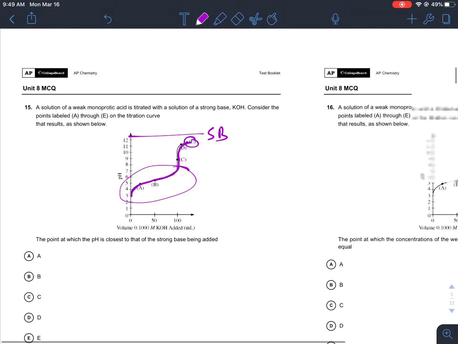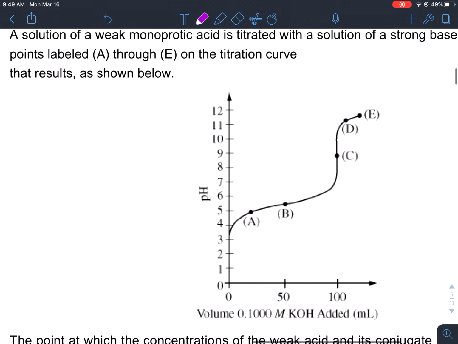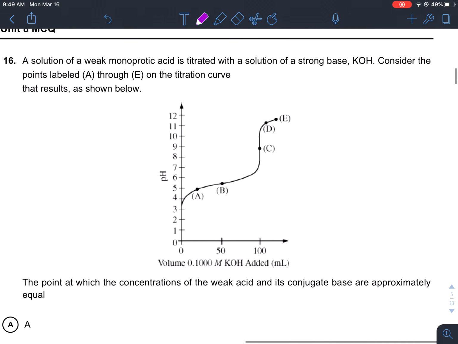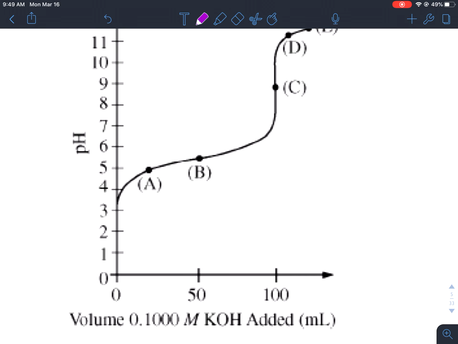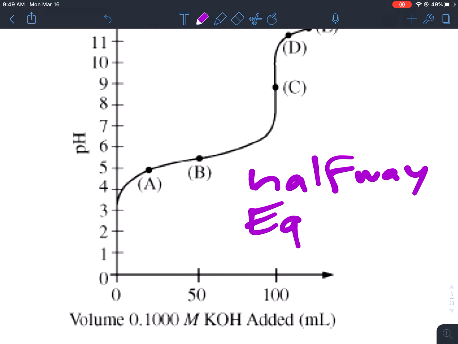All right, number 16. A solution of a weak monoprotic acid is titrated with a solution of strong base, KOH. Consider the points labeled A through E on the titration curve that results as shown below. The point at which the concentrations of the weak acid and its conjugate base are approximately equal. That is the definition of what we call the halfway equivalence point. The halfway equivalence point is here, B.